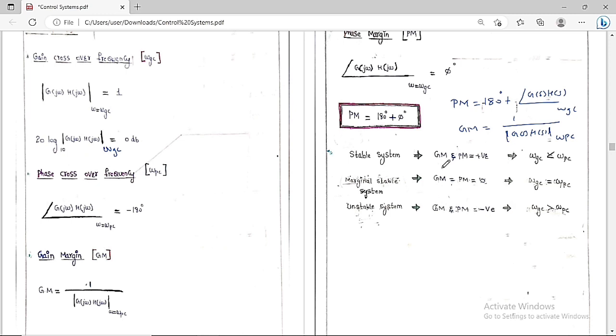So for a stable system, the gain margin is positive and the phase margin is also positive, and the gain crossover frequency is always lesser than the phase crossover frequency. Whereas for the marginally stable system, the gain margin is equal to 0 as well as the phase margin, and the gain crossover frequency is equal to the phase crossover frequency. Whereas for the unstable system, the gain margin is negative as well as the phase margin, and the gain crossover frequency is always greater than the phase crossover frequency. This point I wanted to show a number of times. This data you always have to keep in mind.